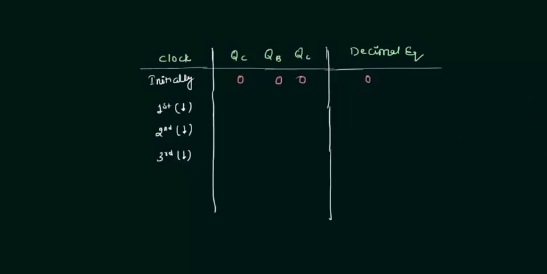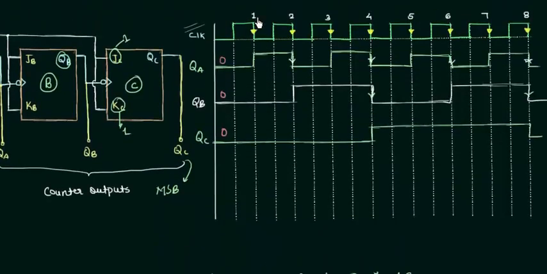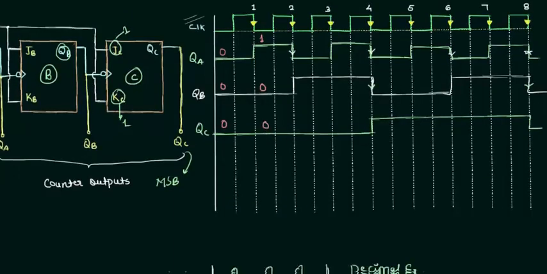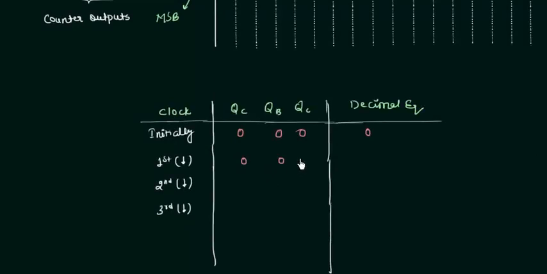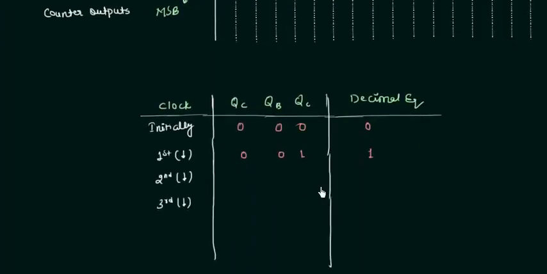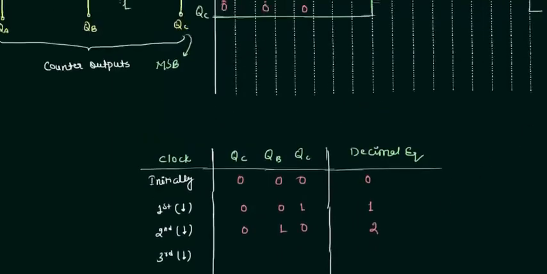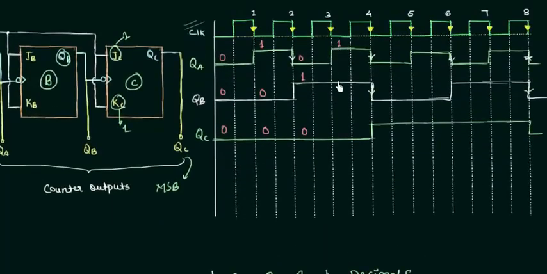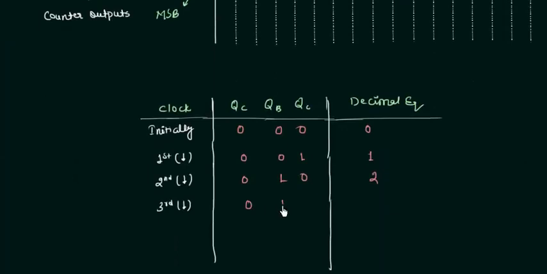Now we can see the first falling edge. Let's see what we got in that case. For the first falling edge, QA is 1, QB is 0 and QC is 0 again. So I will write 0, 0, 1, and the decimal equivalent is 1. For the second falling edge, QA is now 0, QB is 1 and QC is 0. So we have 0, 1, 0, which is equal to 2. And for the third falling edge, QA is 1, QB is 1 and QC is 0 again. So I have 0, 1, 1, which is the decimal equivalent of 3.